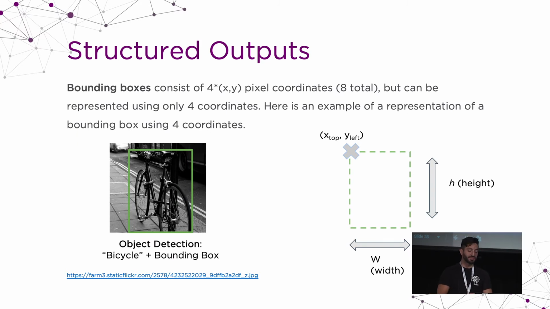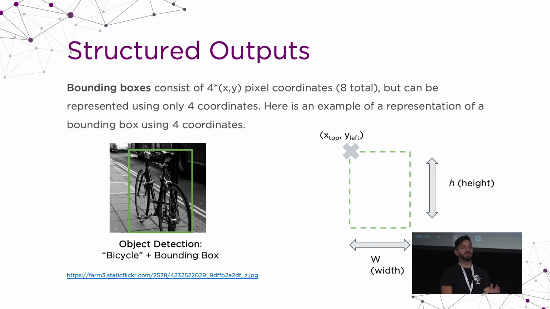For bounding boxes, in the case of object detection, a bounding box typically consists of 4 xy coordinates. If you wanted to define this box, you have a point here, a point here, and a point here, which would give you a total of 8 pixel coordinates. But since we're dealing with a box, let's use the representation of a box. It turns out that you can represent any rectangular box with 4 coordinates.